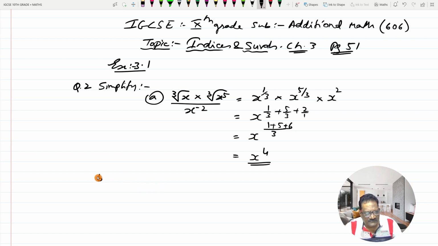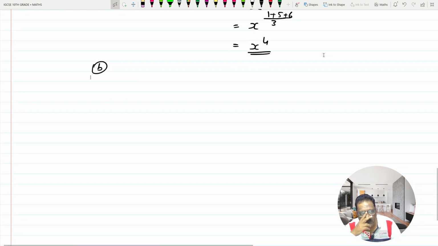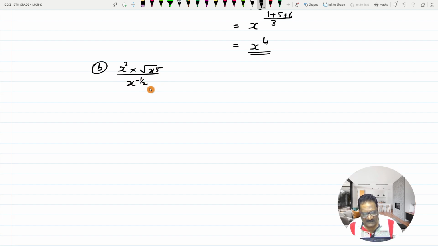Let us go for sub question B now. Now sub question B is x square times the square root of x raised to 5 divided by x raised to minus half. Okay, now this is that question. Chalo, let us work out this one. So this one, how are we going to work it out? Yeah, let us do it in the same way.